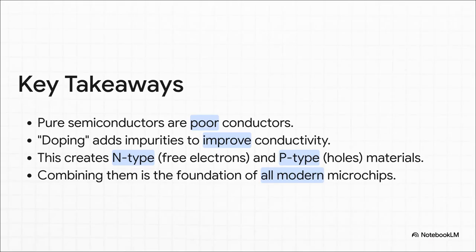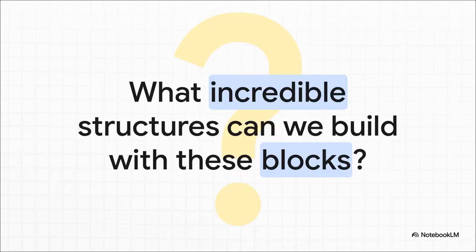Let's do a quick recap. We started with pure semiconductors, pretty useless as conductors. Then we used doping to create N-type materials with free electrons and P-type materials with these holes. But the real magic, the thing that our entire digital world is built on, happens when we combine them. By putting N-type and P-type materials together, we can create the tiny, microscopic switches, the transistors and diodes that power everything. Seriously, think about it. Everything from a simple LED light to the most powerful AI supercomputer is built on this one elegant idea. These are the basic building blocks of our modern world. And that leaves us with a really exciting question. If these are the simple blocks, what incredible structures can we build with them next?